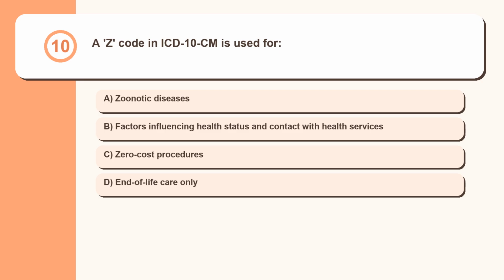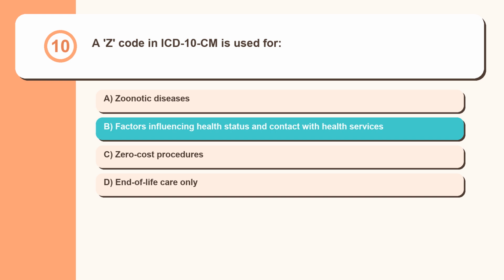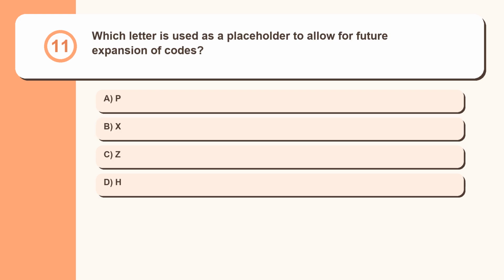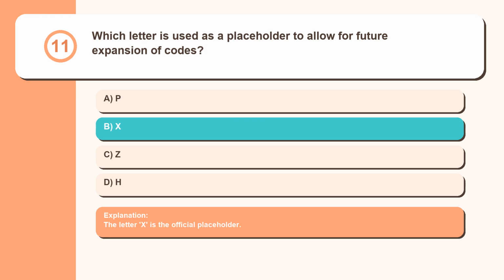Question 10. A Z code in ICD 10 CM is used for zoonotic diseases, factors influencing health status and contact with health services, zero-cost procedures, end-of-life care only. Z codes are used for occasions other than illness, for example history, screenings, checkups. Question 11. Which letter is used as a placeholder to allow for future expansion of codes? P, X, Z, H. The letter X is the official placeholder.